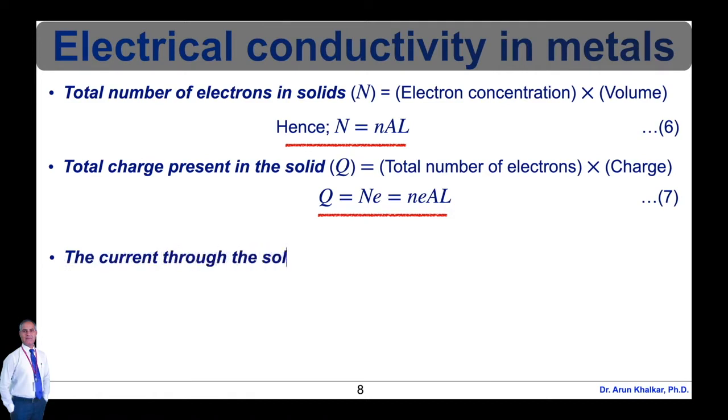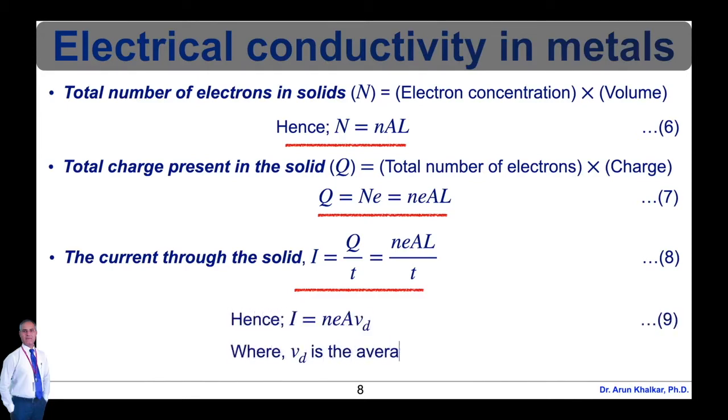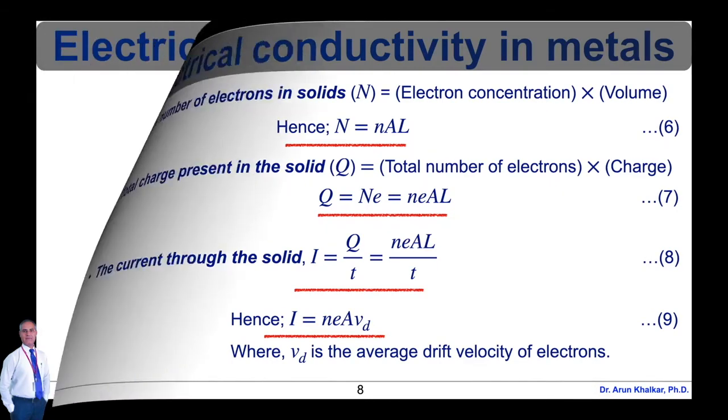The current through the solid can be written as I is equal to Q upon small t, that is equal to neAL divided by small t. Let's say this is equation number 8. Hence, the current equation: capital I is equal to neAVd, where V is the velocity and subscript d stands for drift velocity, where Vd is the average drift velocity of electrons. So let's say this is equation number 9.